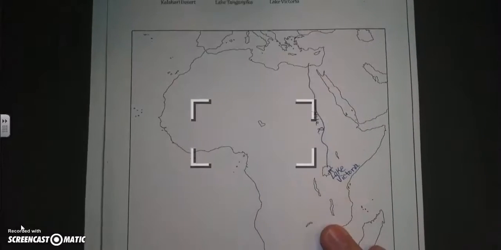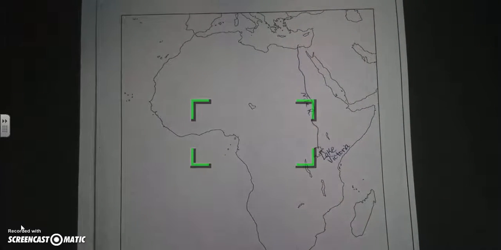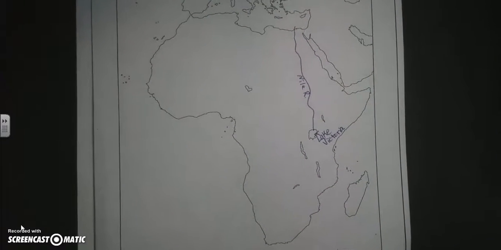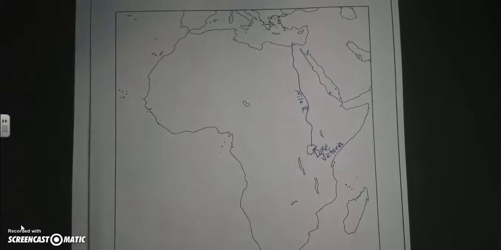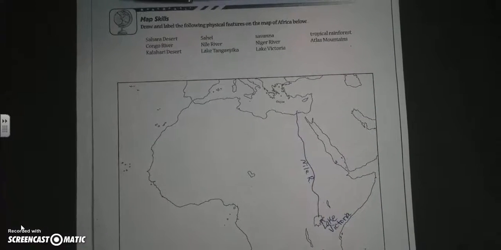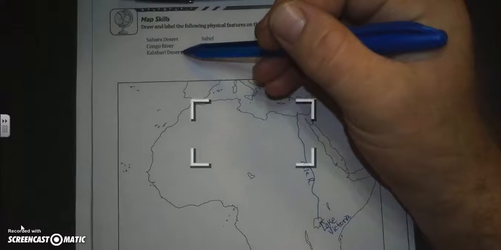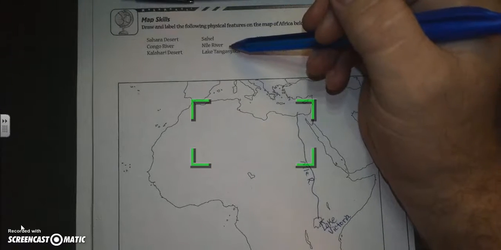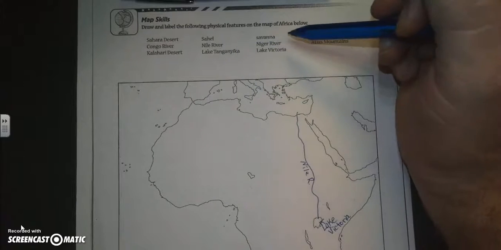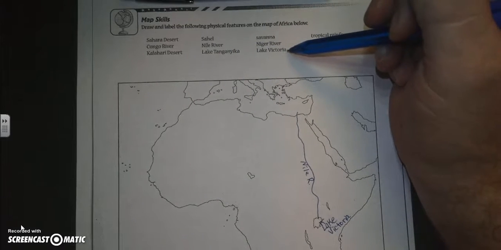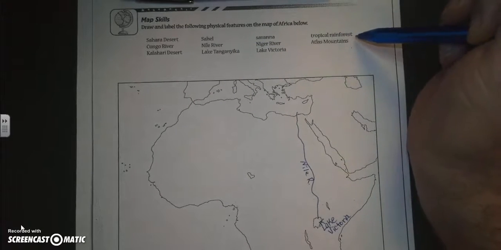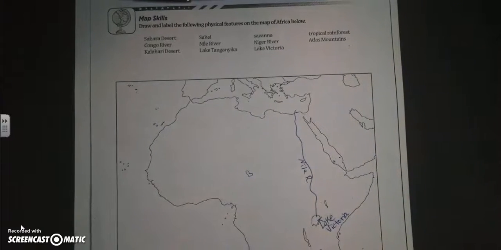Now, when we look at a landform sheet, we see that we have the continent of Africa, and it tells us up top what we want to label. The Sahara Desert, the Congo River, the Kalahari Desert, the Sahel, the Nile River, Lake Tanganyika, the Savannah, the Niger River, Lake Victoria, the tropical rainforest, and the Atlas Mountains.